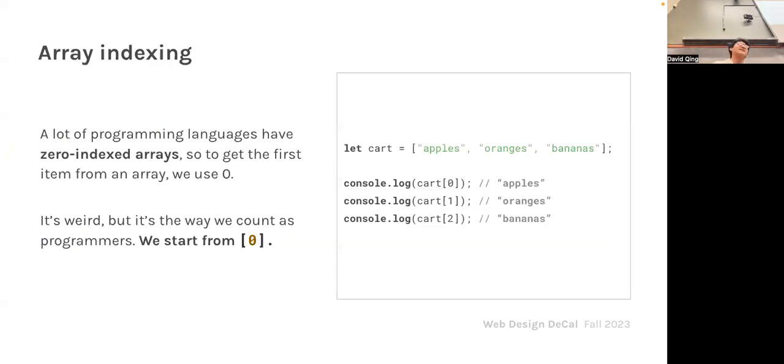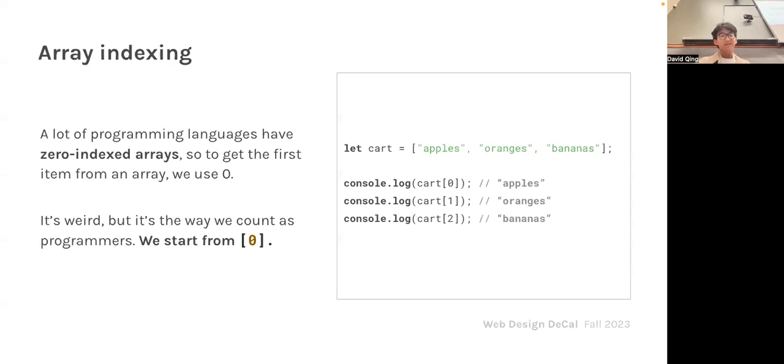So how do we access the information inside of that array? A lot of programming languages have zero-indexed arrays, which might be difficult to get used to. But the first element of every array starts at index 0. So we start from the 0th element, if that makes sense.